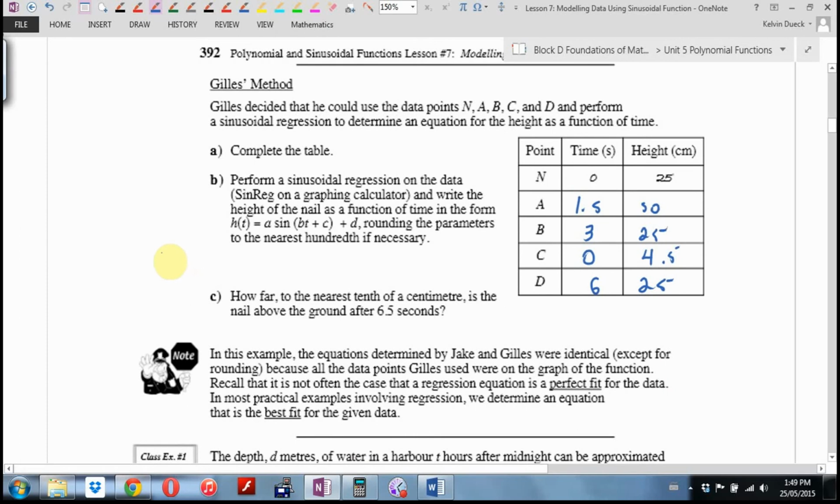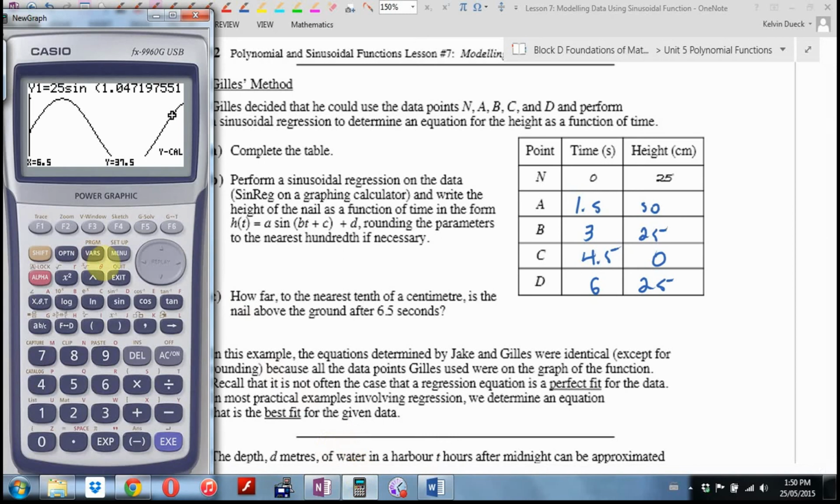Yeah, you have your time and height mixed up in C. I have my time and height mixed up in C? I do. 4.5, 0. Candy for you, Jordan. Thank you. And you explained that very, very well.